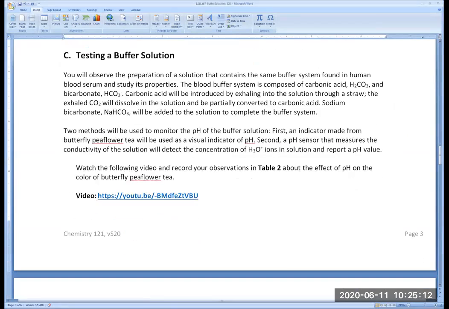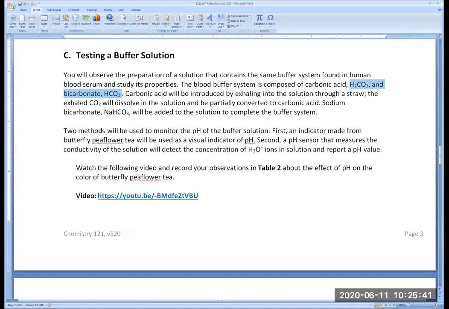So part C is a much longer part here. That's the bulk of this lab. And here you will observe the preparation of a solution that contains the same buffer system as found in human blood. That buffer system is made of carbonic acid and the bicarbonate ion, right? Together they make a buffer.